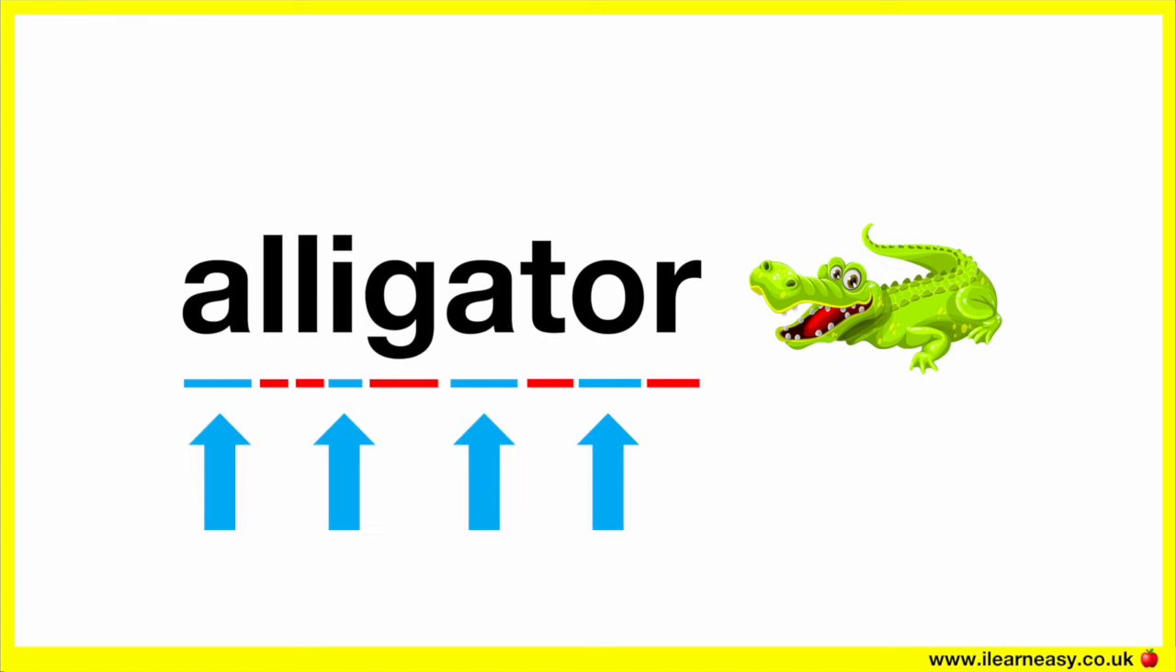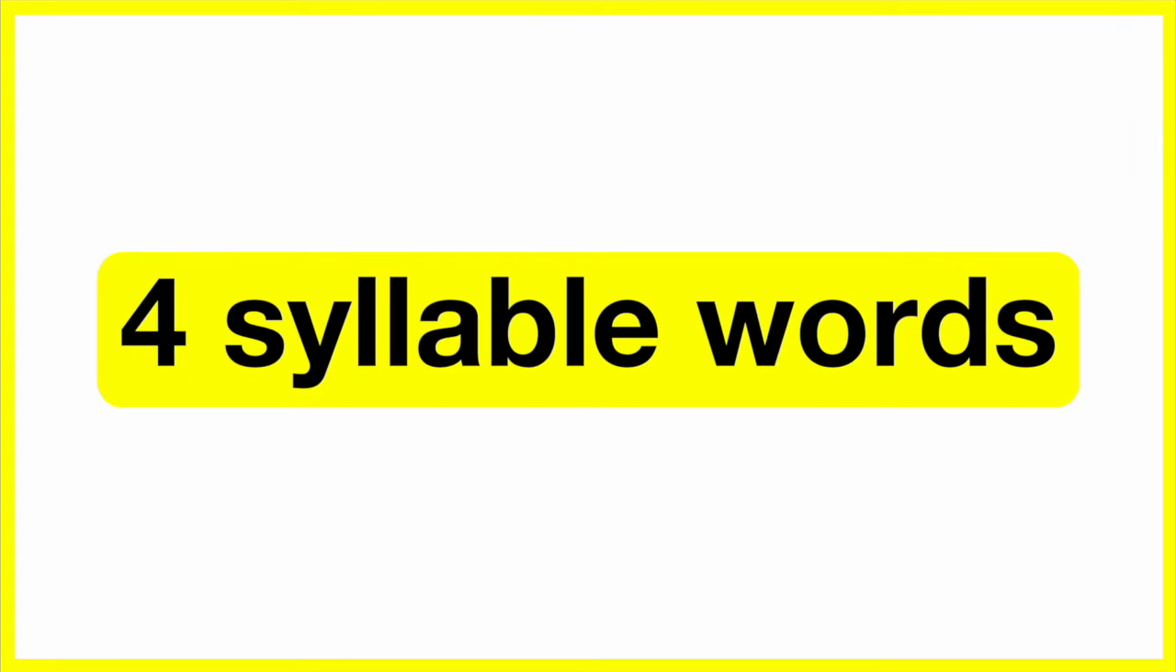There are four vowel sounds in this word. Therefore, there are four syllables. Alligator, alligator, alligator, alligator. Now let's look at a list of four syllable words.